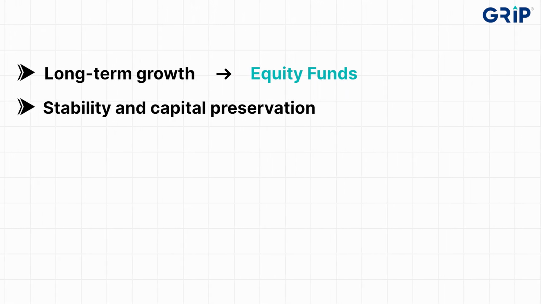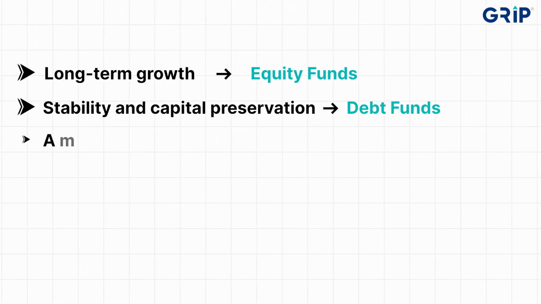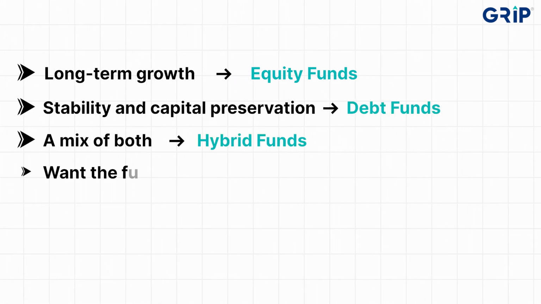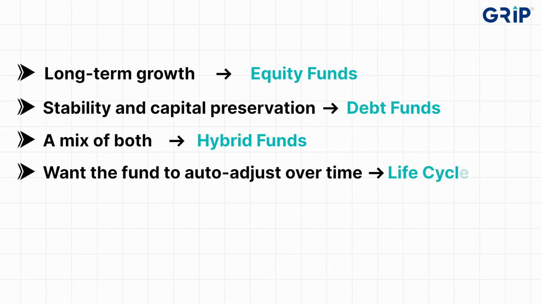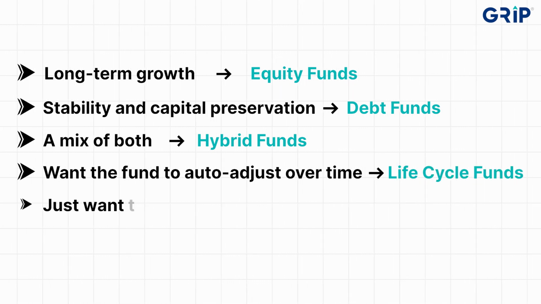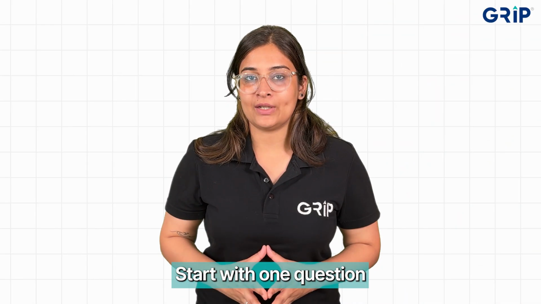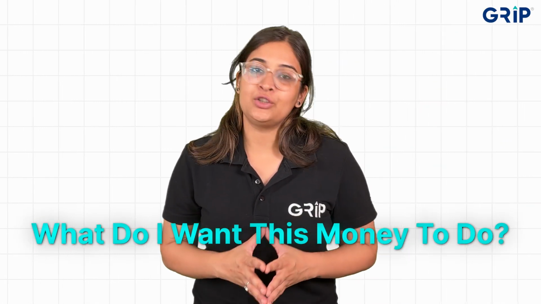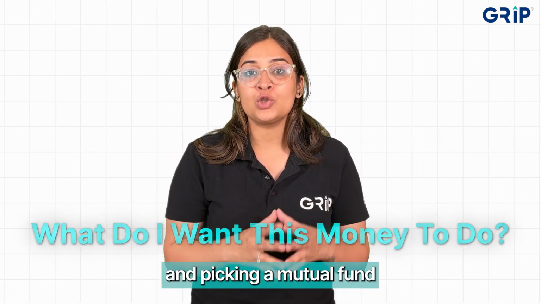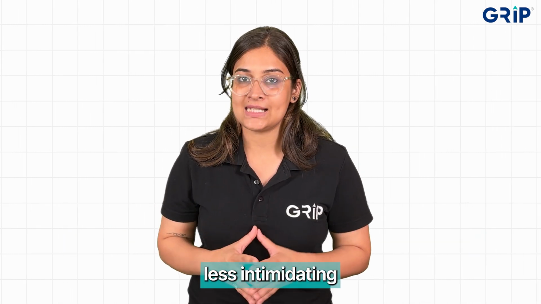Stability and capital preservation? Look at debt funds. A mix of both? Hybrid funds. Want the fund to auto-adjust over time? Life cycle funds. Just want to track the market? Index funds or ETFs. Start with one question: what do I want this money to do? Answer that and picking a mutual fund becomes a lot less intimidating.